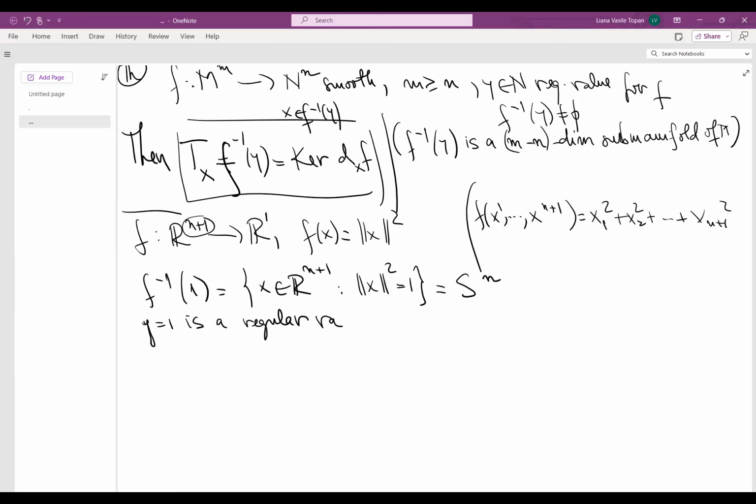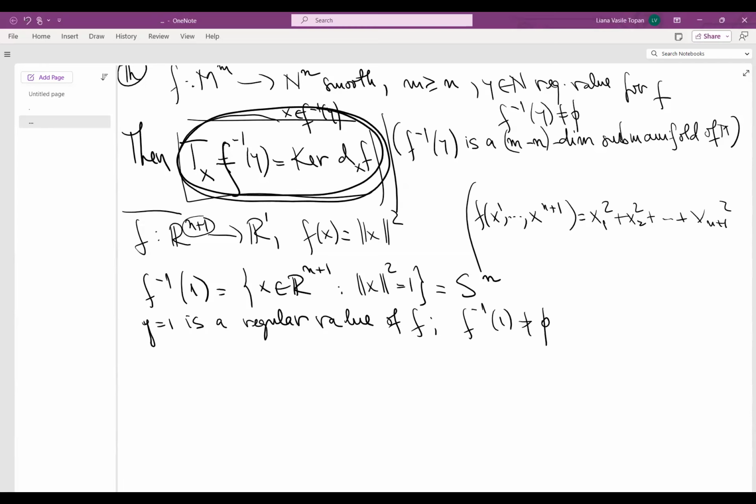f of 0, which is 0, is the only critical value, which means that 1 is a regular value of f. It's pretty clear that f inverse of 1 is not empty. You take the point 1, 0, 0, 0, which belongs there, which means that this is an n-dimensional submanifold. So we know this already, but what we want to do is to determine the equation of the tangent space at a point to the sphere.